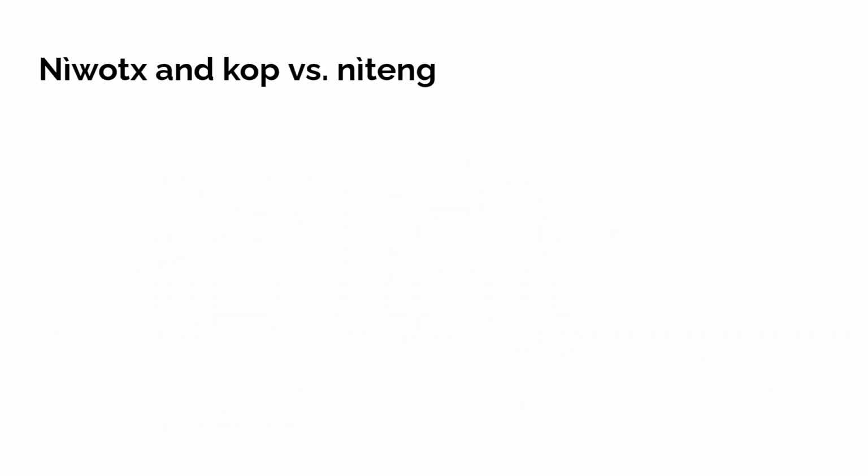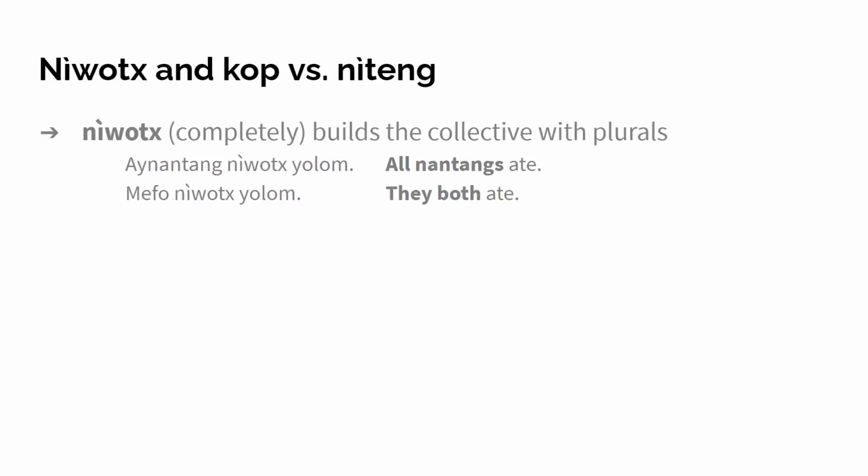And last topic today, Niwotx and kop versus niteng. First let's look at Niwotx. Niwotx means something like completely. And you can use this to build a collective with plurals. So for example, I nantang niwotx yolom. All nantangs ate. Of course, we could also use frei nantang yolom here, so all nantangs ate. That means basically the same.